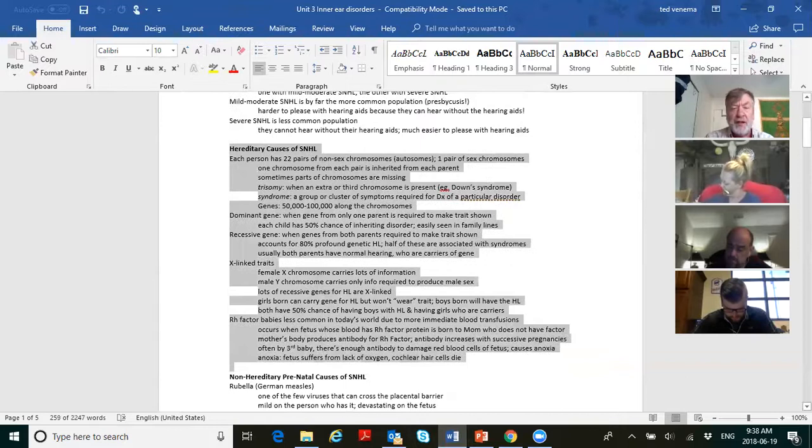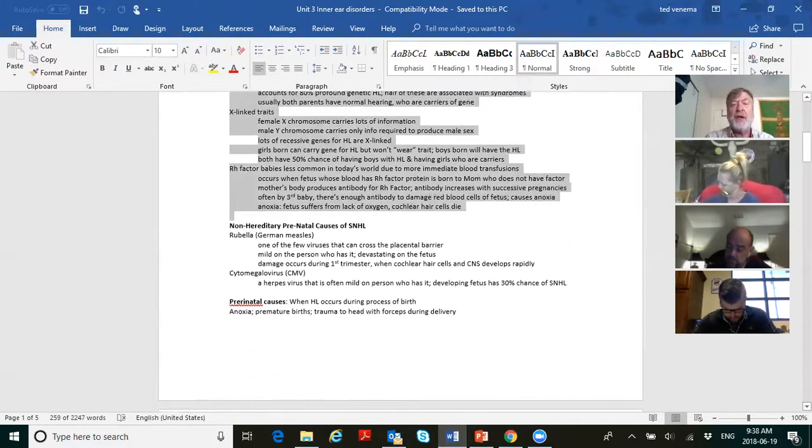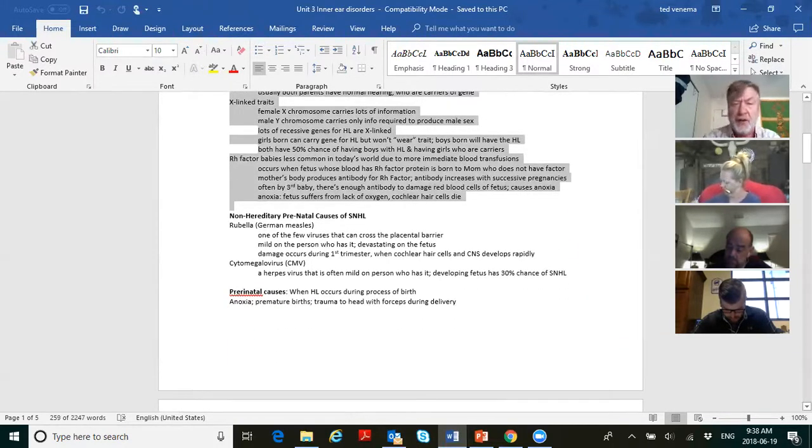Then we will move on into non-hereditary prenatal causes. Now in English, it means non-genetic, before birth. Types of hearing loss: rubella, cytomegalovirus, there's a name for you. And then perinatal, during birth. Peri always means during. When you think of the word perimeter, that means around, okay? Perinatal means around birth. And usually the main cause of that is anoxia, difficulty during delivery, where the baby isn't getting enough oxygen.